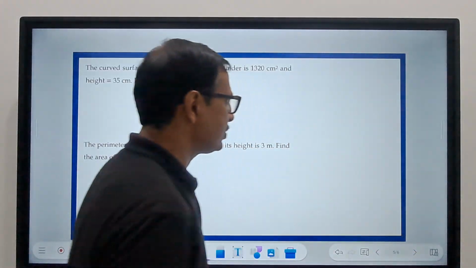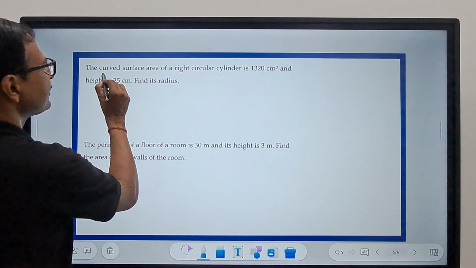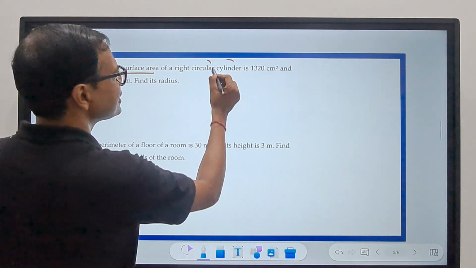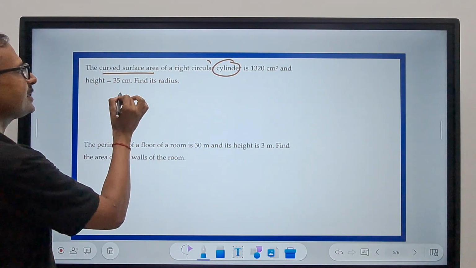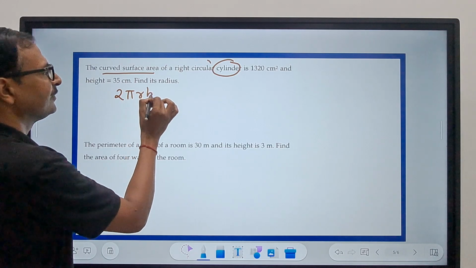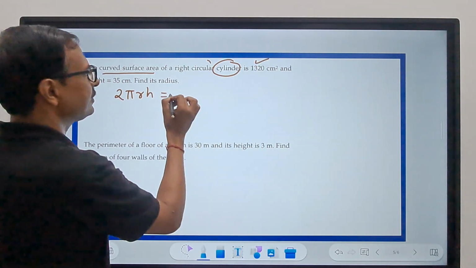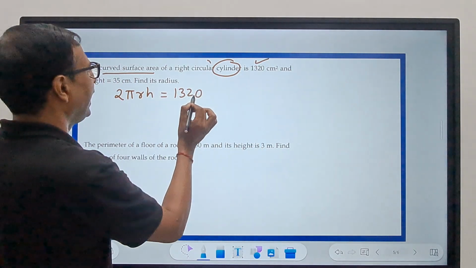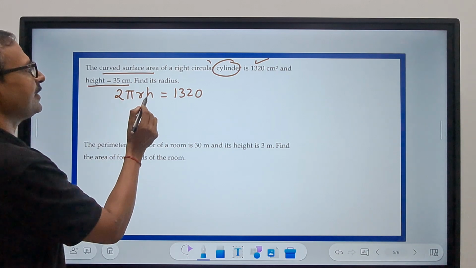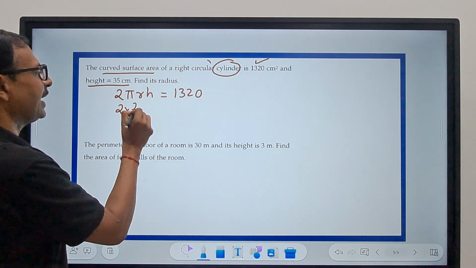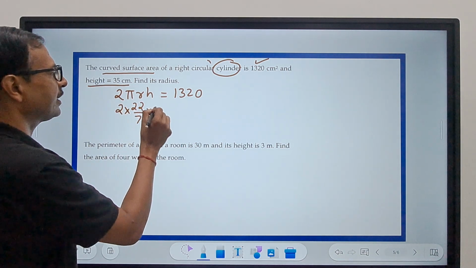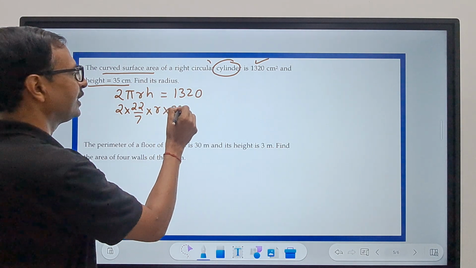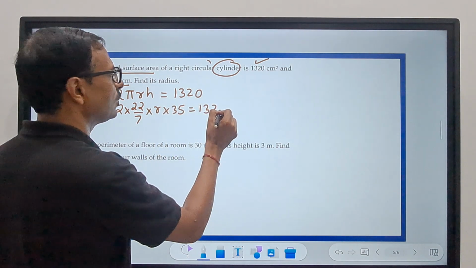Let's see the next question. The curved surface area, now we are talking about a cylinder, right? So curved surface area means 2 pi r h, right? Is given in the question as 1320, and we are given that height is 35. So let's put the value of height. Pi is 22/7, r and h is 35, equals 1320.